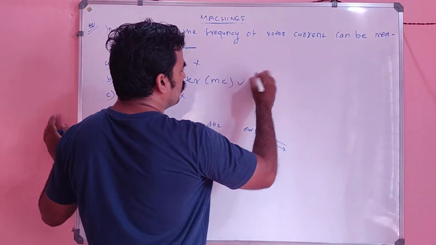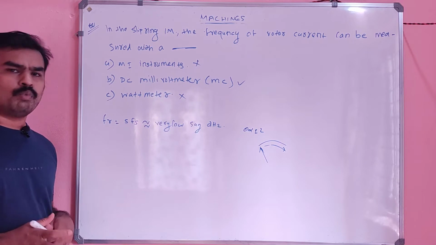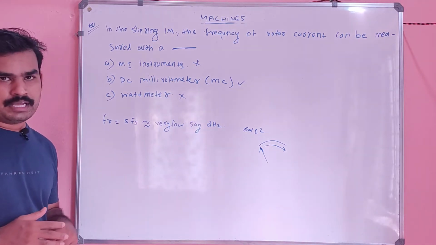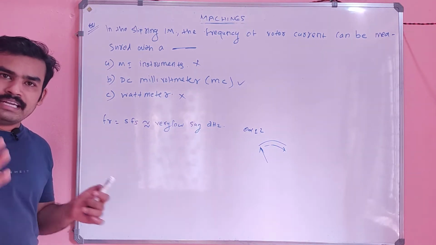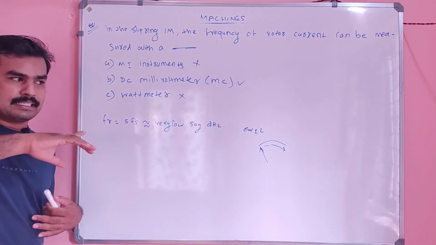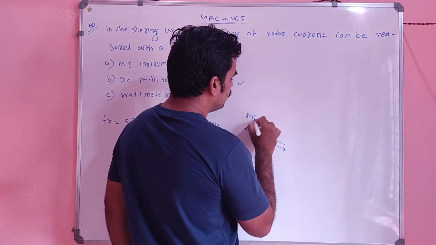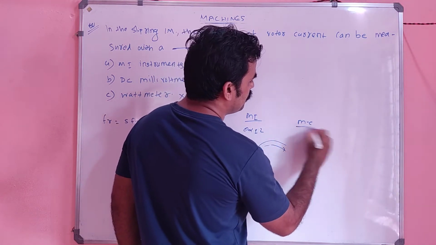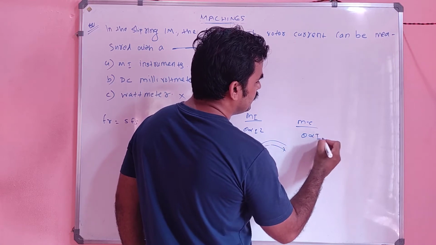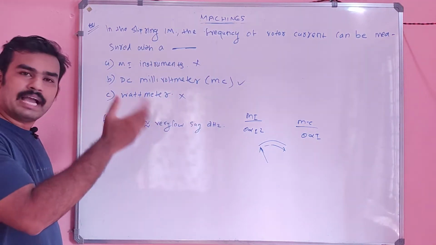Next, see this one, DC milli voltmeter, MC type. What is the nature of a moving coil instrument? A moving coil instrument can be used only in a DC circuit, because for an MI instrument the deflection is different, and for an MC type instrument the deflection angle theta will be directly proportional to I only.